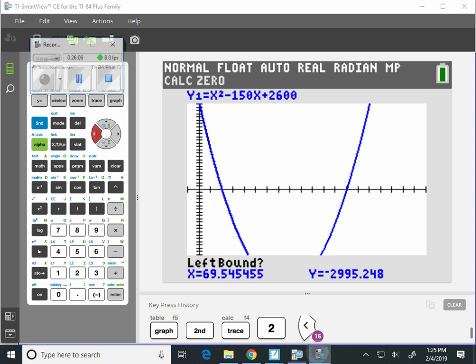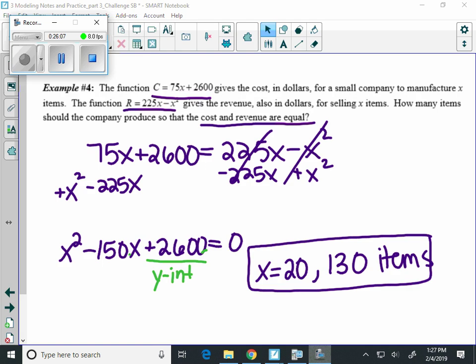Okay, I'm going to come around and help you first. I think a lot of you did. So 20 and 130 items. Either of those would allow this company to break even.